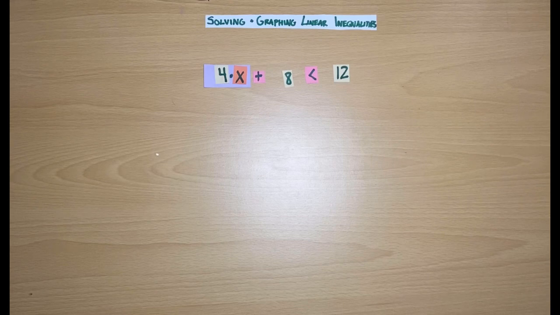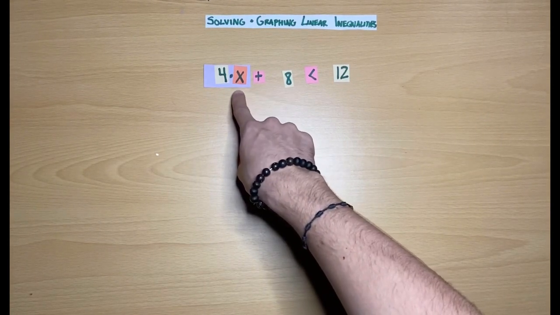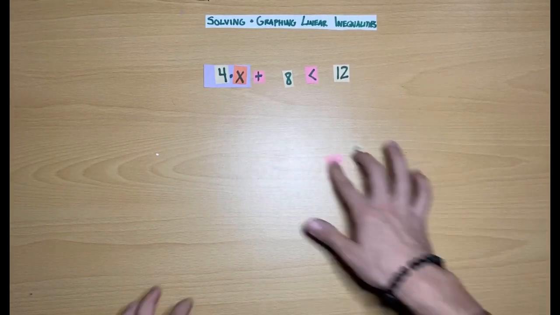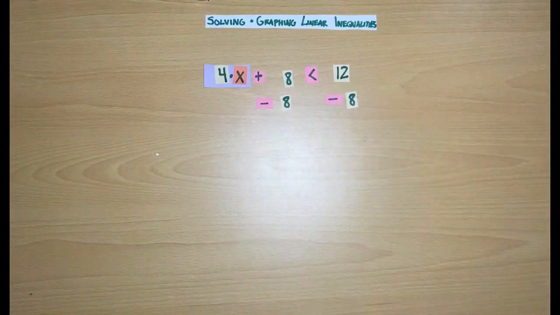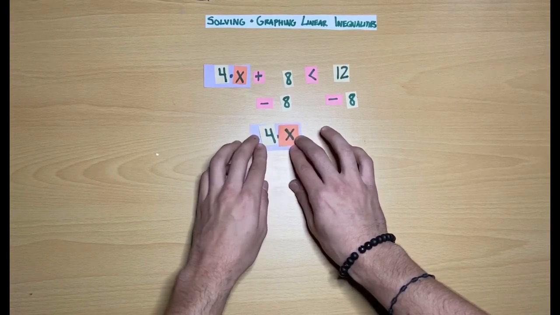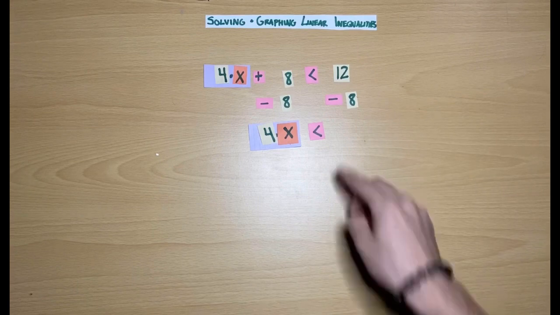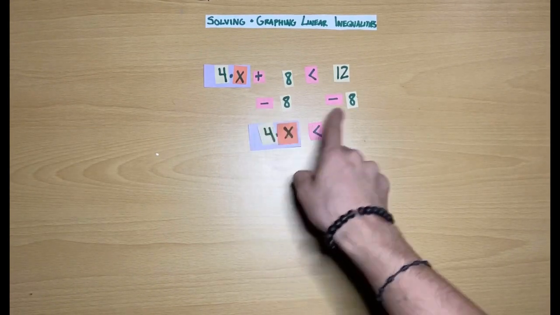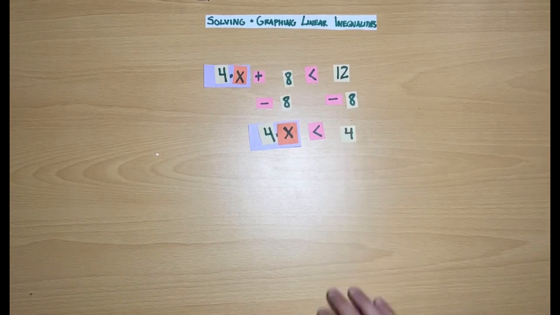So let's go ahead and solve this. We have 4x plus 8. We want to get x by itself, and this 8 is in the way. So we use our inverse operations to subtract 8 from both sides. And that'll give us 4x on the left side because 8 minus 8 is 0. The inequality stays the same because we did not multiply or divide by a negative number. So that stays the same, and 12 minus 8 is 4.